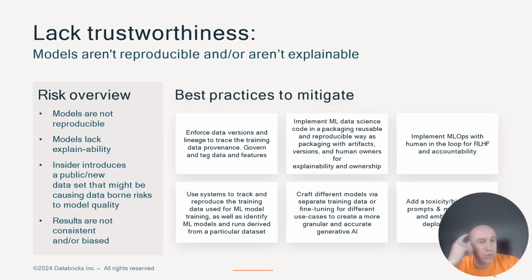Now, lack of trustworthiness, essentially what it is, is models aren't reproducible or aren't explainable. So models are not reproducible, models lack explainability. An insider introduces a public new dataset that might be causing data-borne risks to model quality, and results are not consistent and/or are biased. So this kind of thing becomes a bit more opaque, and that's why I wanted you to dig a bit deeper, and I'll show you another framework at the end, which I'm using currently as well.